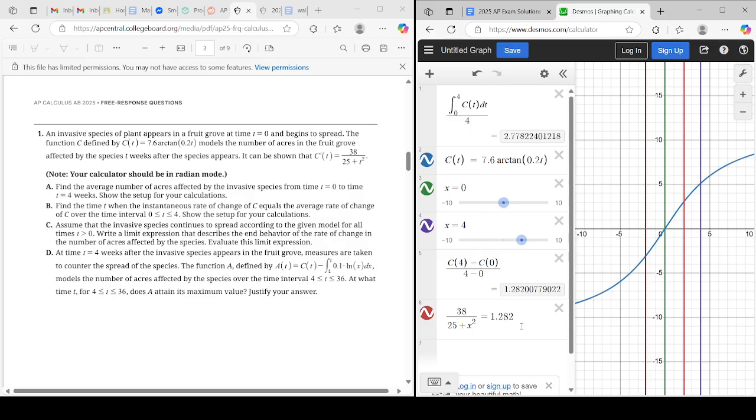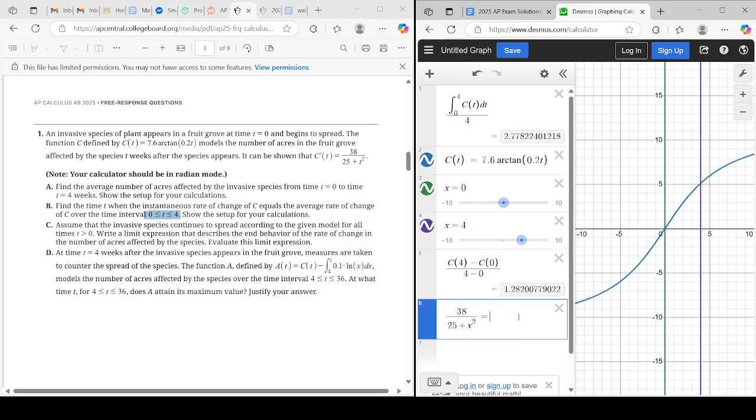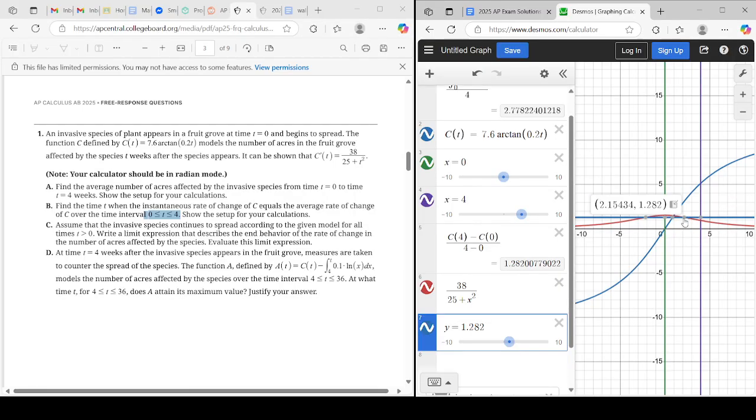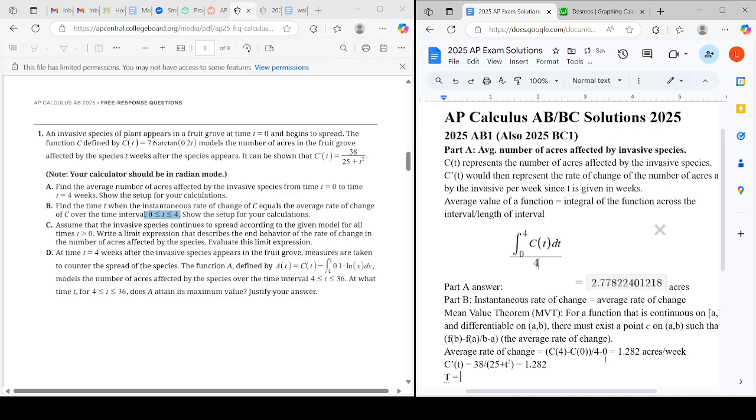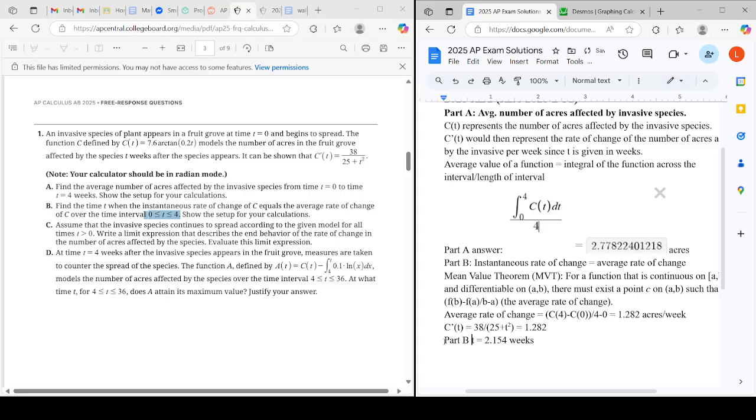We're going to need a positive solution because we have a time interval 0 to 4. And then we're going to need y equals 1.282, and Desmos will give us a point here. We use the point from here, 2.154, because we need the x value, or the t value. So we would say t equals 2.154 weeks. And this is our part B answer.